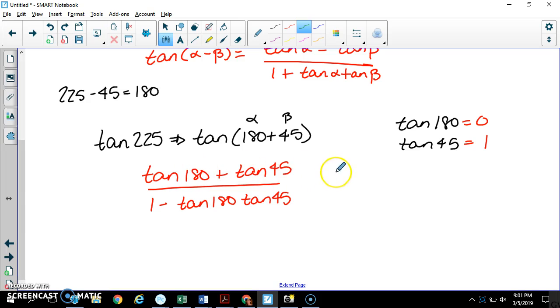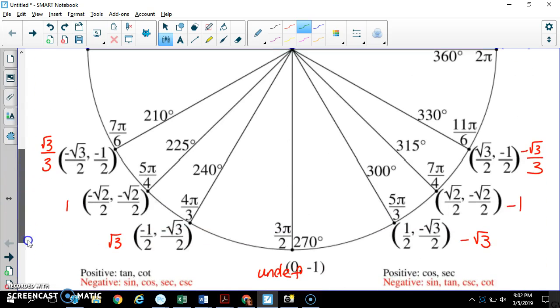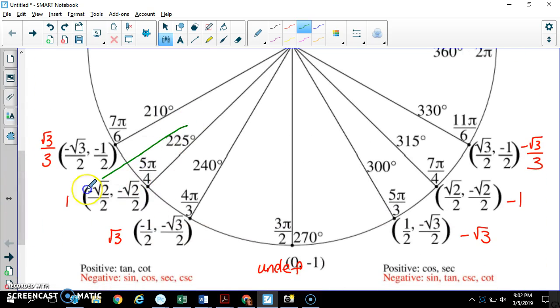So tangent of 180 is 0, tangent of 45 is 1. Got 1 minus, and then tangent of 180 is 0 times the tangent of 45, 1. So this ends up getting me 0 plus 1 is 1. Here I have 1 minus 0, so it's 1. So there we go. We got 1. And that's exactly what we said it was going to be right here at 225. It is 1. But at 225, it's 1.